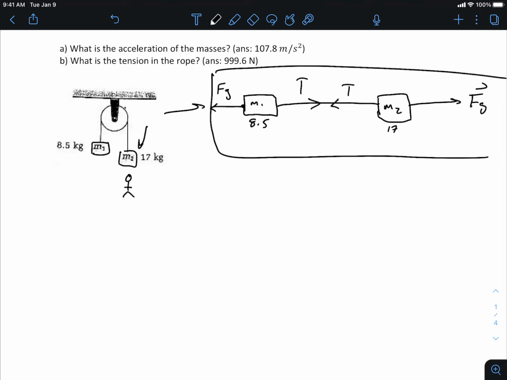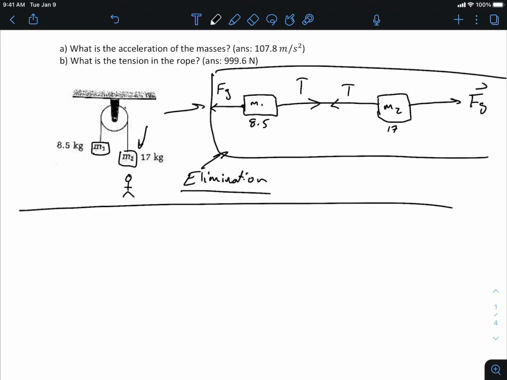And so there's going to be a shared tension in the rope, and a shared acceleration, both of which you don't know, which is fine. You're going to come up with two equations and have two unknowns and solve it accordingly. You can use substitution or elimination. I think maybe this setup is more for elimination. It's just a little bit faster on the math side of things, right?